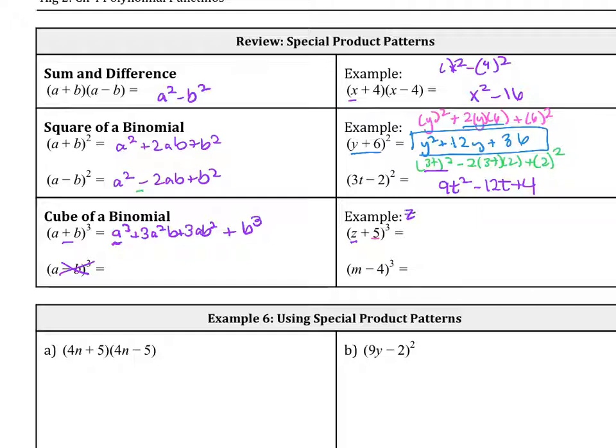So the first one is z, so z cubed plus 3 times a squared, so that's z squared, times b, which is 5, plus 3, so I'm looking at the 3, times a, which is z, times b squared, which is 5 squared, plus 5 cubed. So we plugged it in, and now you simplify. That becomes z cubed plus 3 times 5 is 15z squared, then plus, so exponent first, 5 squared times 3, so 25 times 3 is 75, and there's still a z. And the last one is 5 cubed, so 5 times 5 times 5, that ends up being 125.